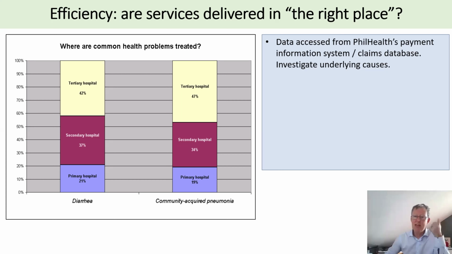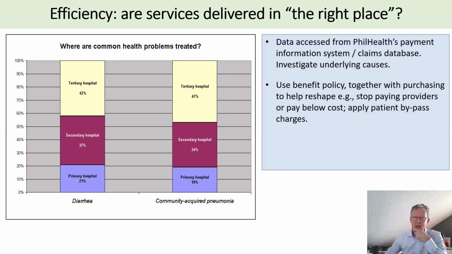Extremely inefficient. Now, top right, clearly you need to investigate the underlying causes here, but it looks extremely inefficient. And again, coming back to benefit policy, it's not to say you don't treat diarrhea or you don't treat community-acquired pneumonia, but you use your conditions of access, right, together with your purchasing to ensure that you're only reimbursing for services to be delivered in the appropriate facilities.